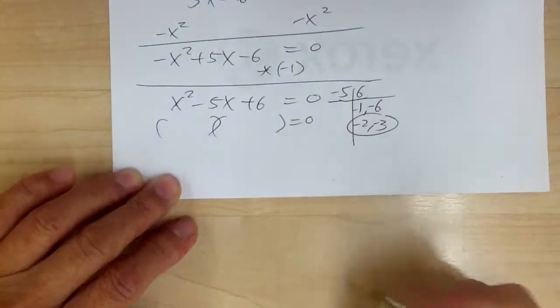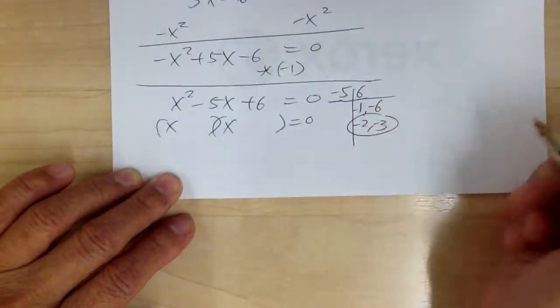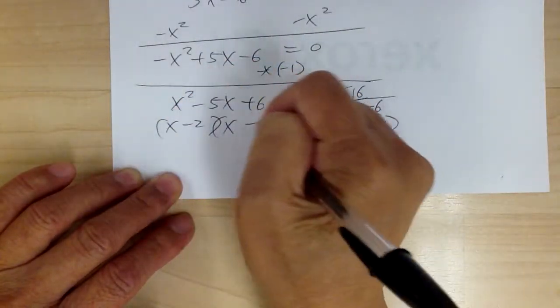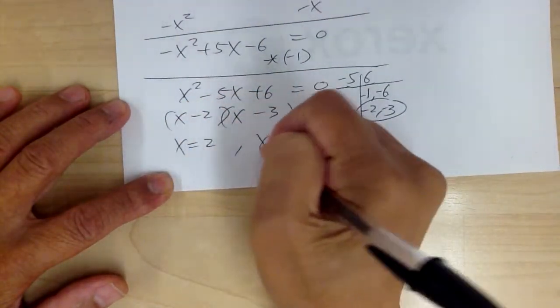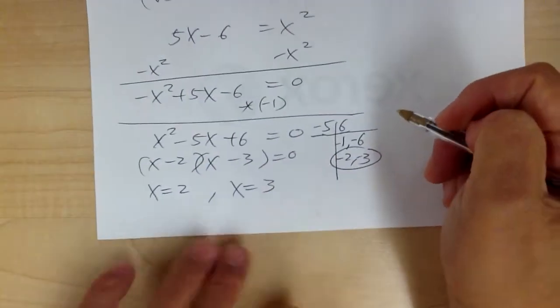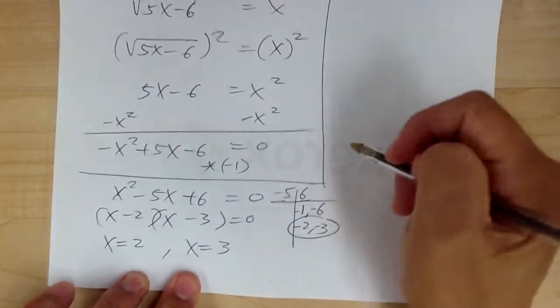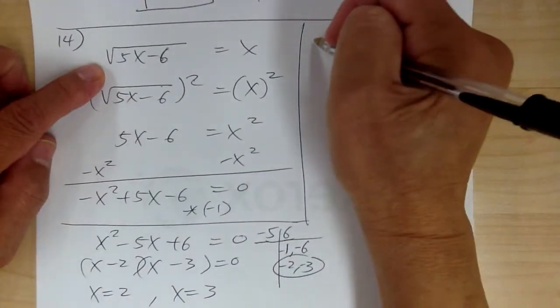So get your two sets of parentheses. So you got x, x. So you have minus 2, minus 3. So from here, you're going to get x equal to 2, x equal to 3. So now you have to check both answers. Okay, so put in here.